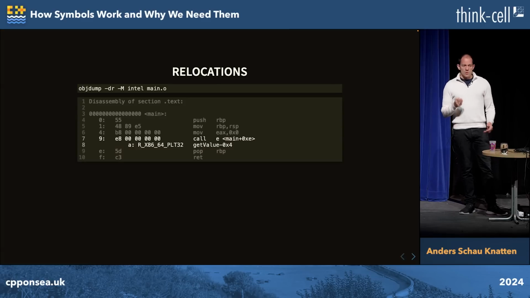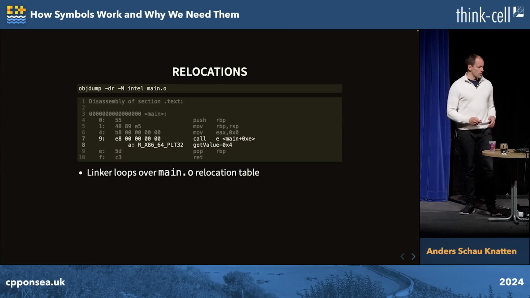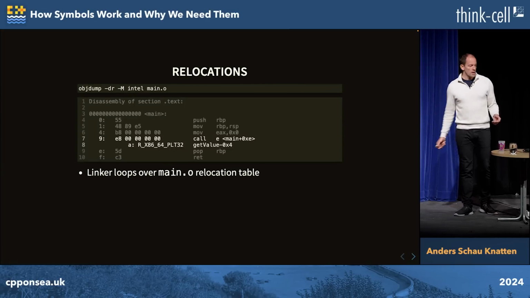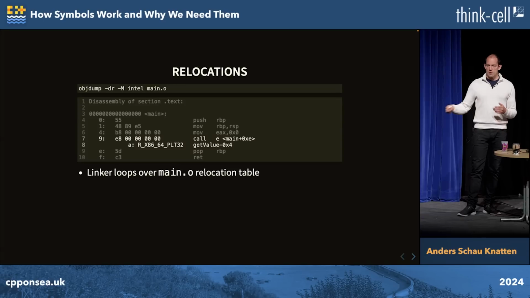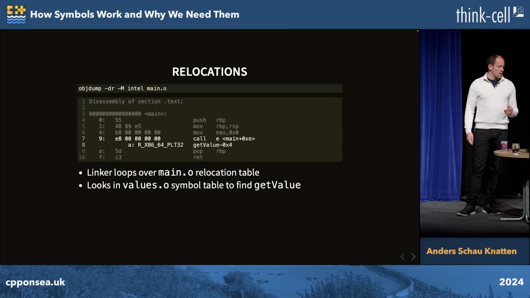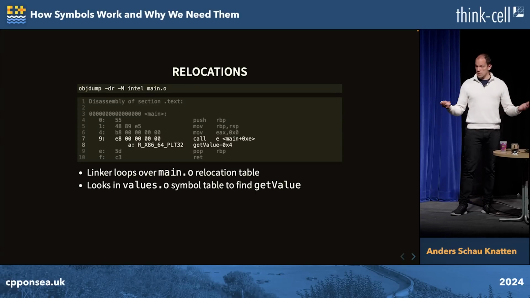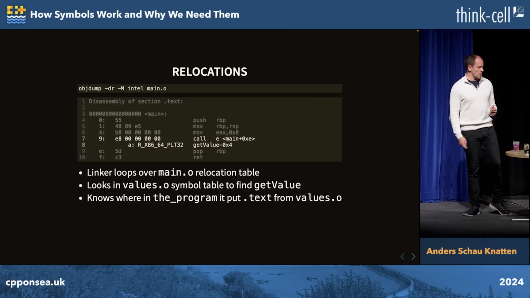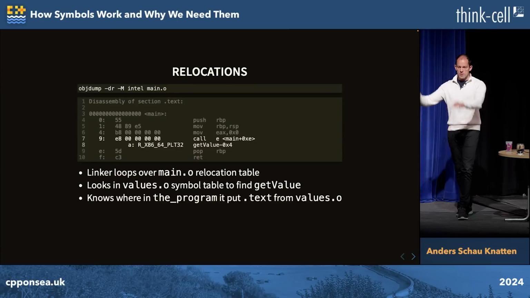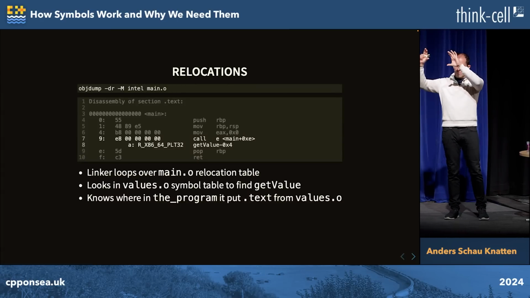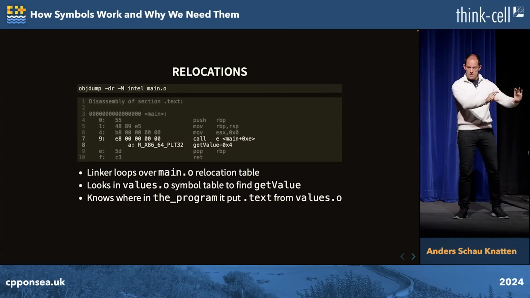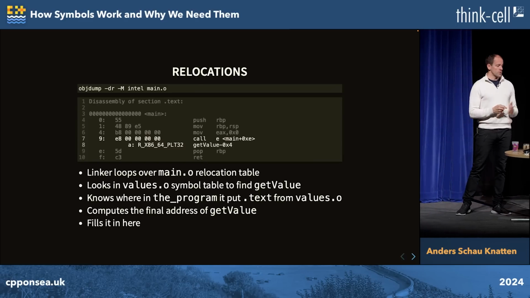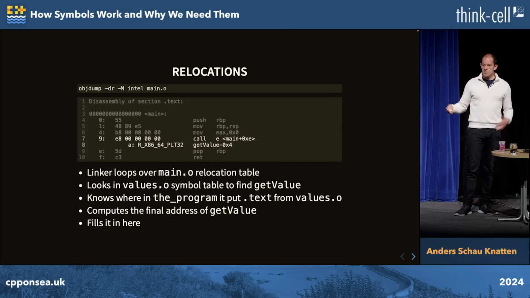And when the linker gets around to linking the executable, it loops over the relocation table for main.o. It might have several things that the compiler couldn't find. And all of those are in the relocation table, so we can just loop over that. And then we can look in the symbol tables in other object files, like get_value is in values.o. What's the offset for that function in there? And the linker knows where it takes this machine code section and puts it in the executable. So then it can compute the final address of get_value and just fill it in at offset A here, where these zeros are for now.